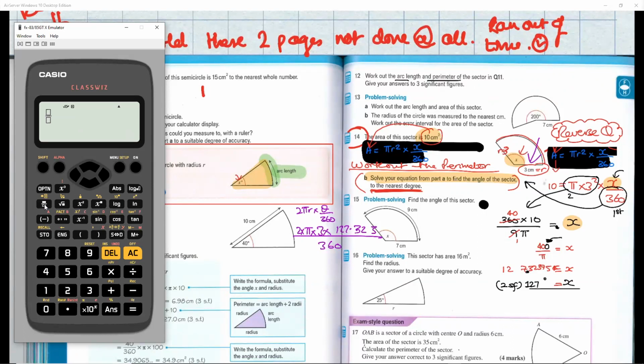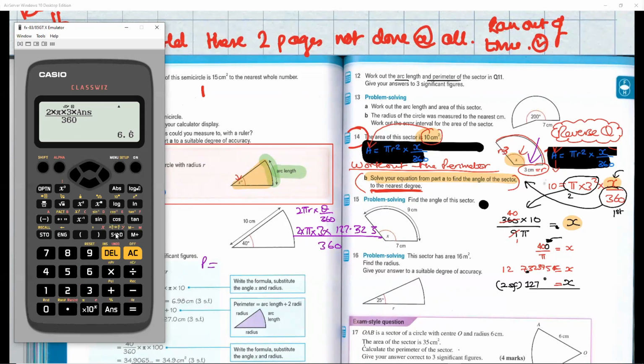So fraction button. So 2 times by shift pi times by the radius 3 times by the previous answer that's stored in the calculator memory, which is the pure answer. Then you replay, bring it down to the bottom. Okay.